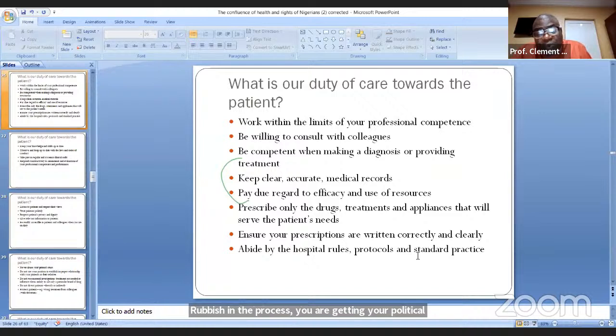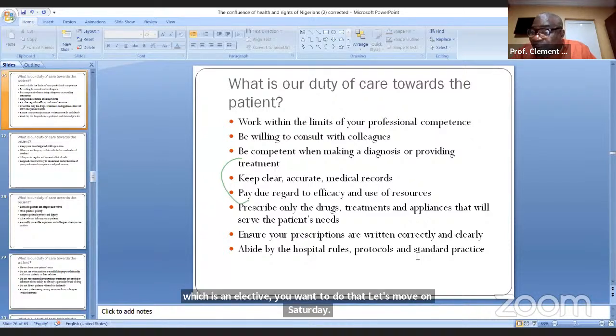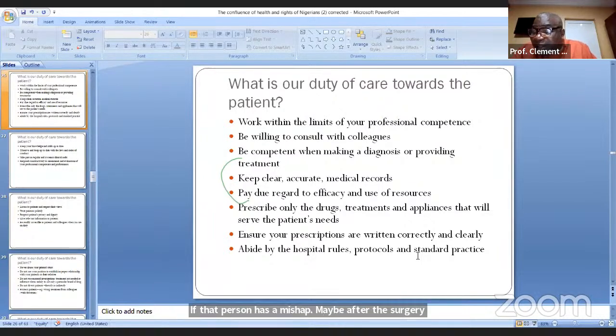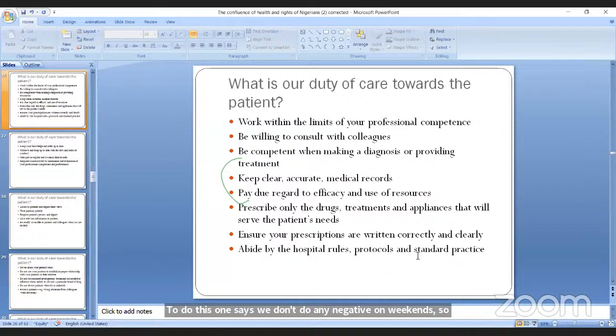You must abide by the hospital rules, protocols, and standard practice. For example, if the hospital says we do not do elective operations on Saturday and Sunday weekend, and as a doctor, you now say, oh, your relation has a breast lump, which is an elective, you're going to arrange to do that elective on Saturday. If that patient has a mishap, maybe after the surgery she bleeds and something happens, you are liable. The hospital will not support you. You will say, well, we'll try to make money for the hospital. No, sir. The hospital says we don't do elective on weekends. So you must obey hospital rules and protocols.